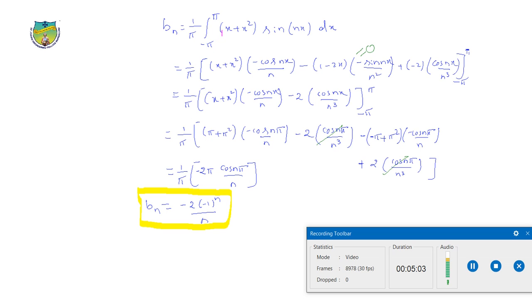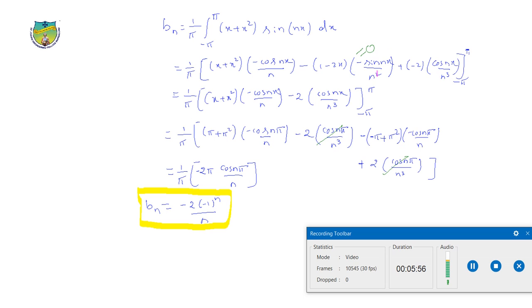Now bn in this case, because I have to find bn also: 1 by pi integration from minus pi to pi of x plus x square sin nx dx, again using integration by parts, similar to the previous case of an. Keep x plus x square as it is, the integration of sin nx is minus cos nx by n, and then the derivative is 1 plus 2x. One more integral of minus cos nx by n is minus sin nx by n square. One more derivative of 1 plus 2x is 2, and then the integral of minus sin nx by n square is cos nx by n cube.